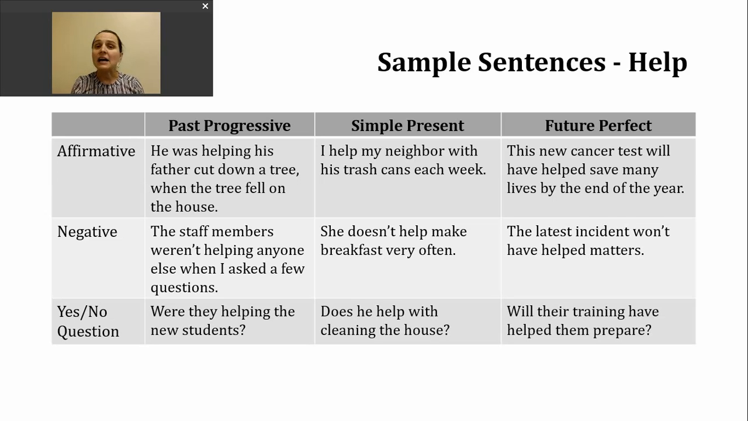If I want to make a yes or no question in the past progressive, I'm going to start with my past form of be, then I'll have my subject, and then the ing form of the verb. Were they helping the new students?